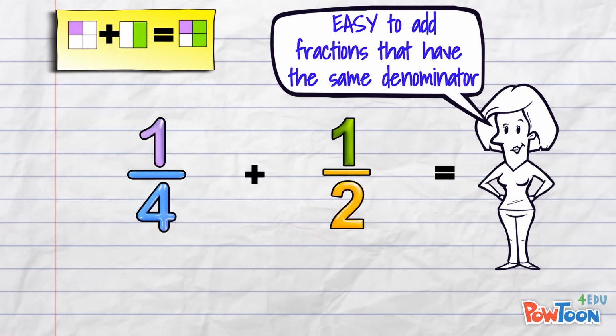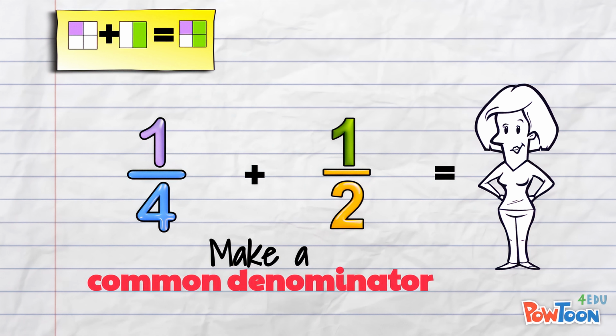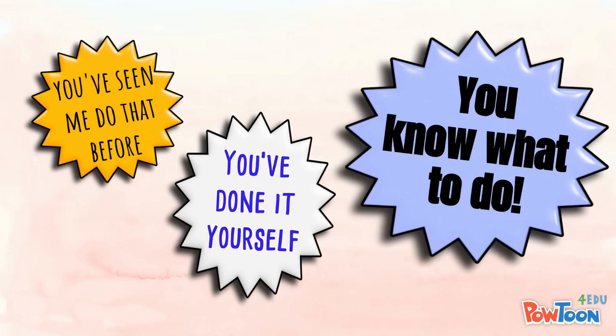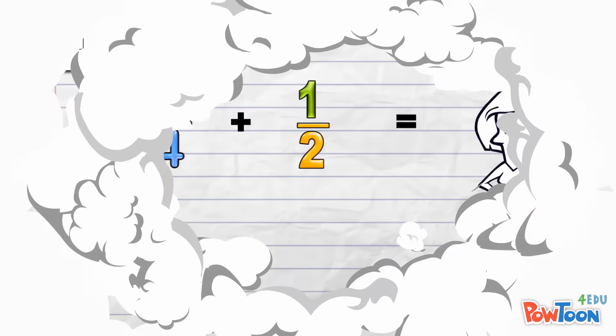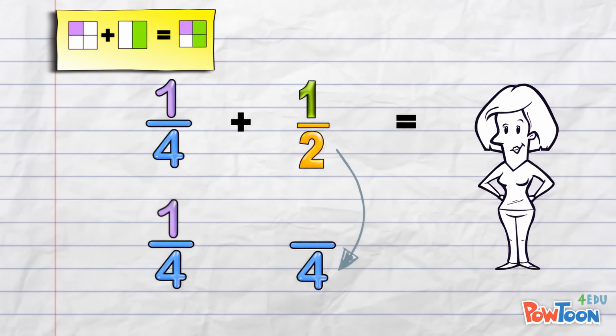It's easy to add fractions that have the same denominator, so we make it easy by creating a common denominator for these fractions. You've seen me do that before, you've done it yourself, you know what to do. We've got denominators of 4 and 2. Our common denominator is going to be 4. To get a denominator of 4 here, we multiply by 2. So we do the same to the numerator. And that's 2 over 4.